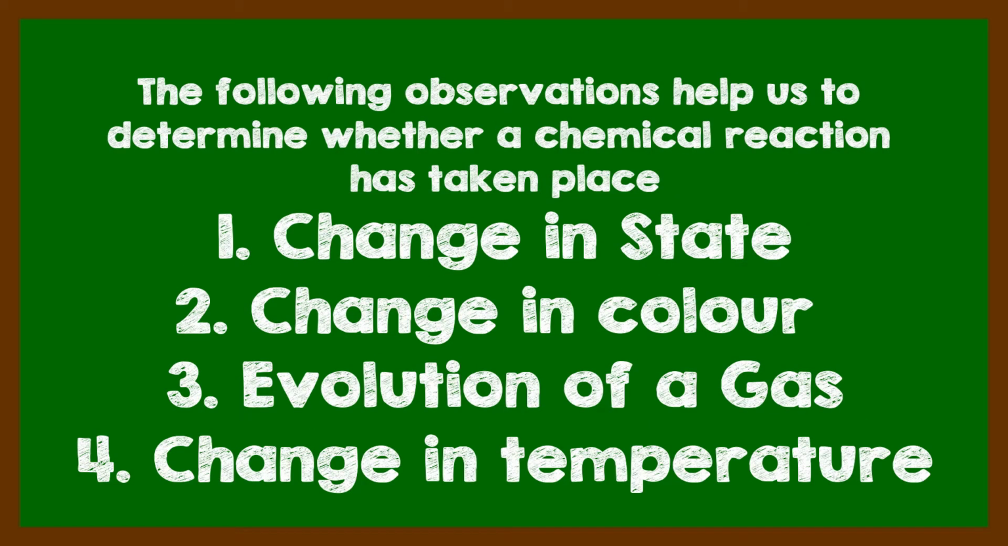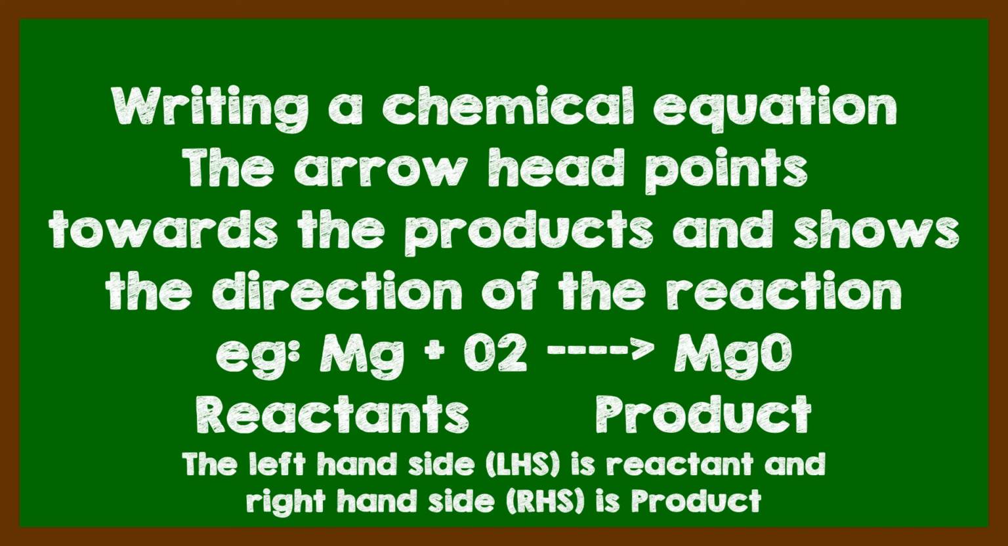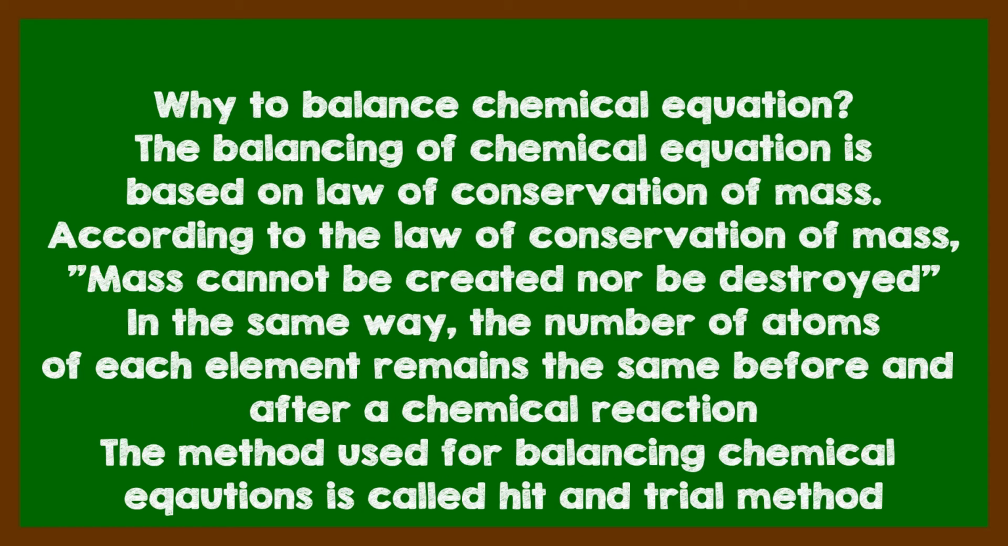The following observations help us to determine whether a chemical reaction has taken place. 1. Change in state. 2. Change in color. 3. Evolution of a gas. 4. Change in temperature. In writing a chemical equation, the arrowhead points towards the products and shows the direction of the reaction.